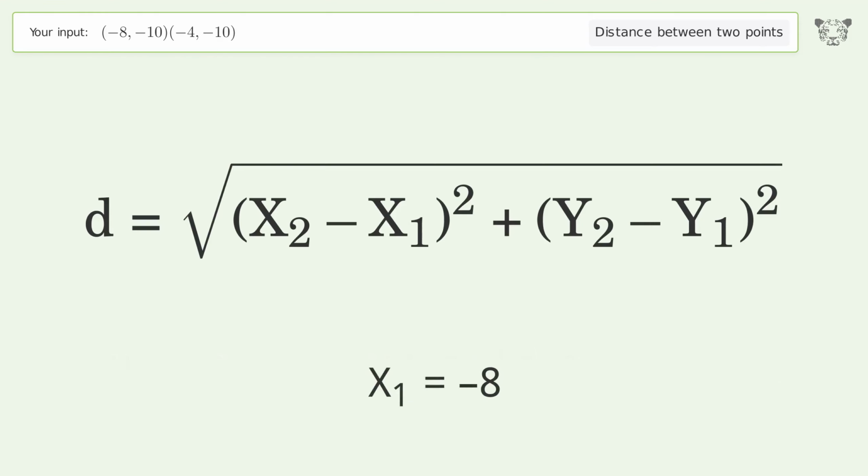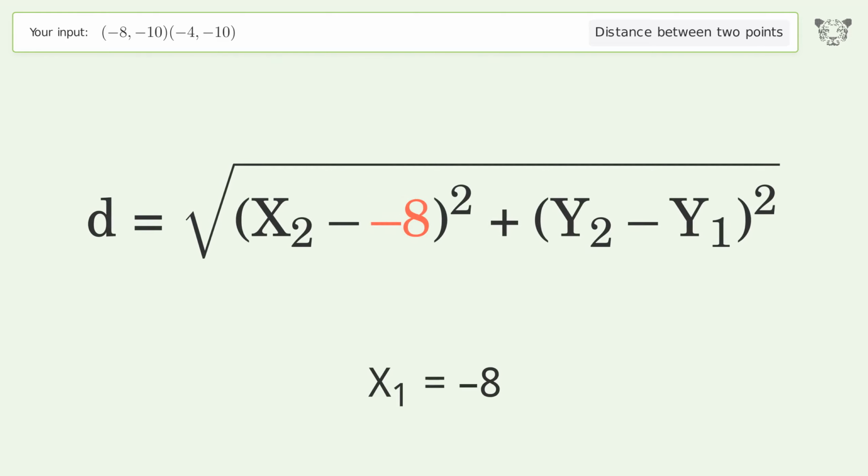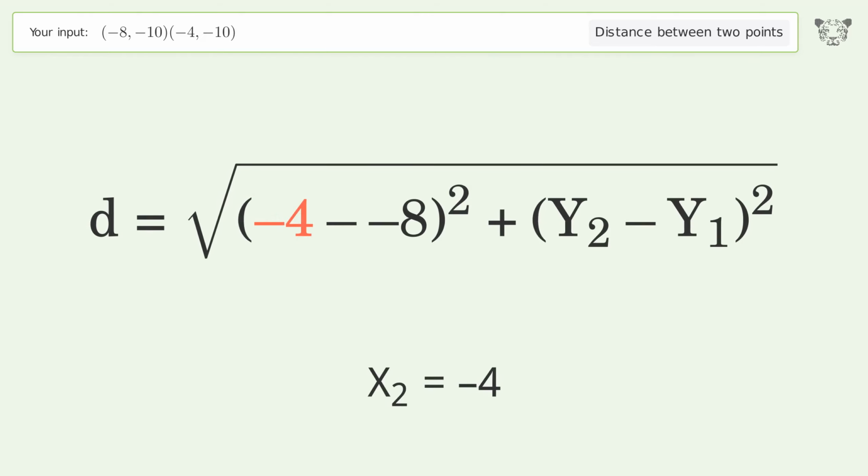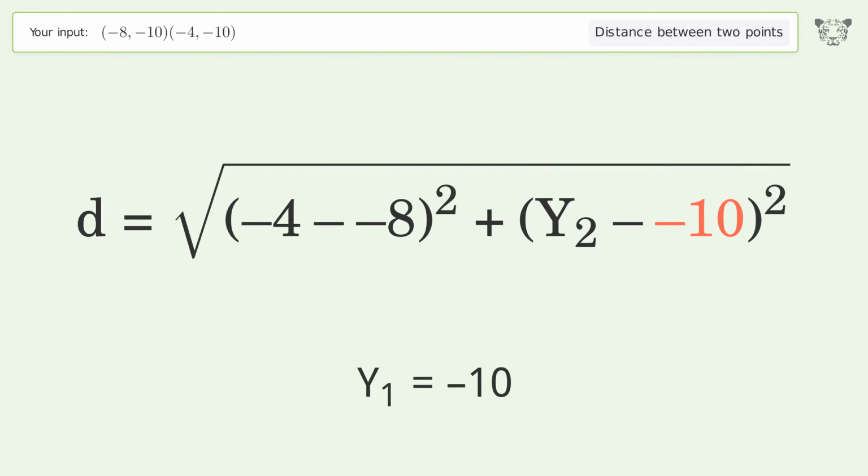x1 equals -8. x2 equals -4. y1 equals -10. y2 equals -10.